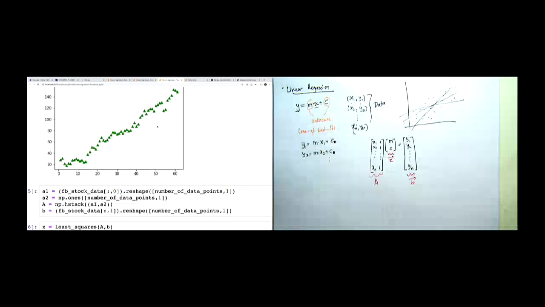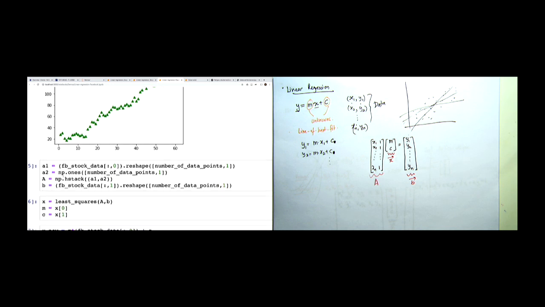And this is the stock price. I forget exactly what the months were for this. But if you wanted to predict what the price of the Facebook stock was going to be, one thing that you might reasonably want to do is say, well, this kind of looks like a linear trend. Let me try and fit a line to it. And so what this code is doing here is it's basically saying, well, let me make my A matrix. This A matrix has the first column, which is the x-axis here.